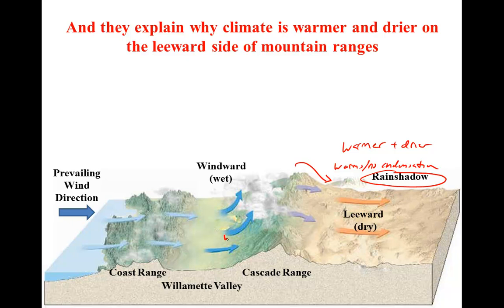In other words, on the leeward side, we have a rain shadow. Most of the precipitation fell on the upwind side of the mountain range. This is called the orographic effect, also called the rain shadow effect. Adiabatic temperature changes occur as air is forced to rise on the windward side of the mountain, cooling and condensing as it does so, and then warming and drying on the leeward side of the mountain range.